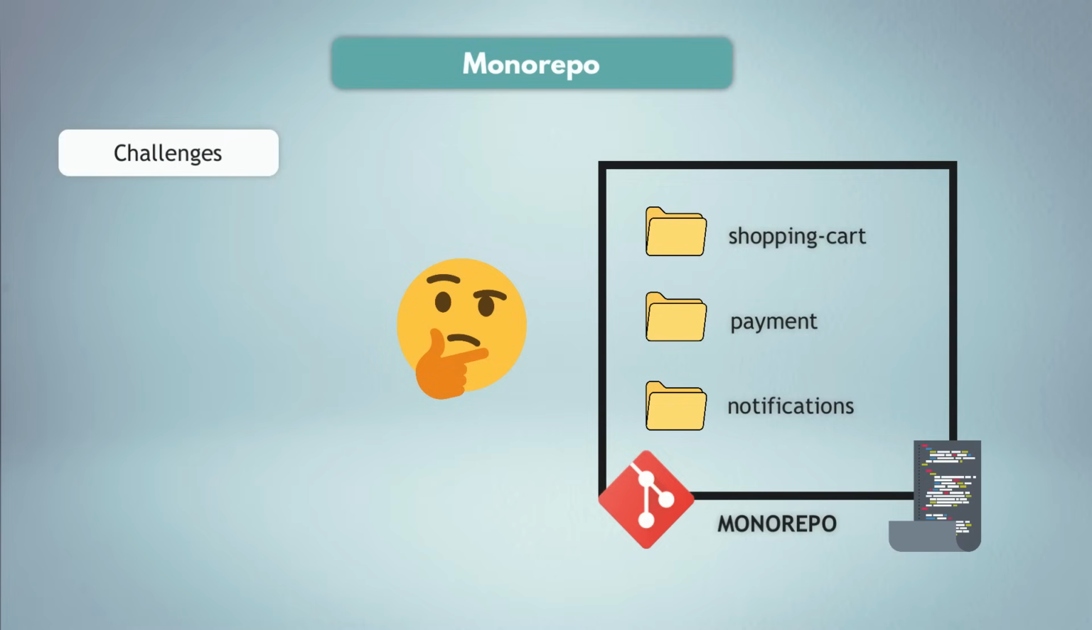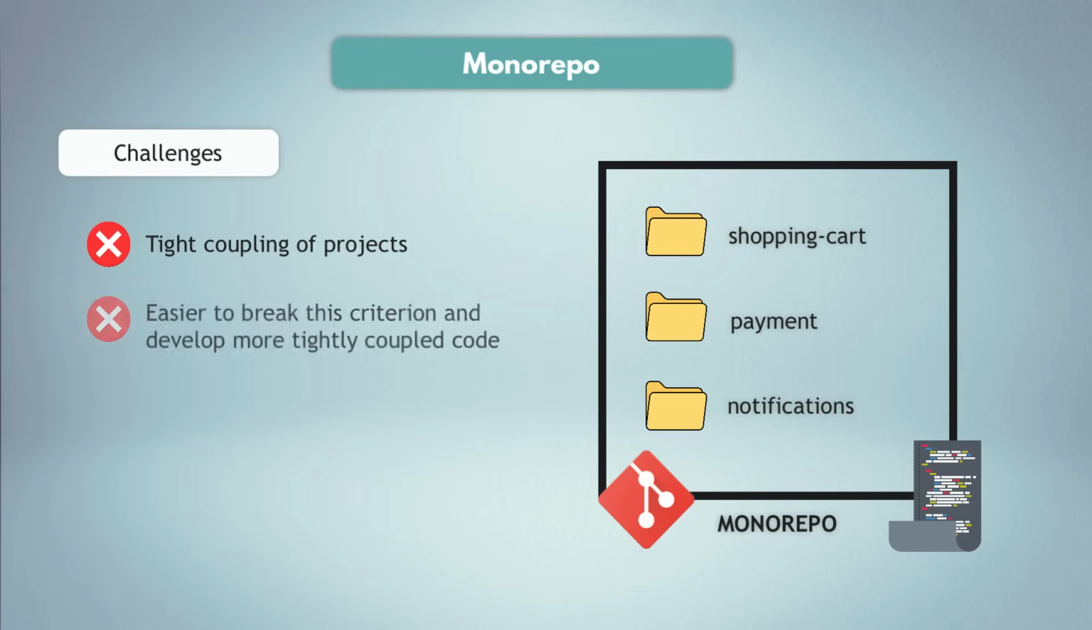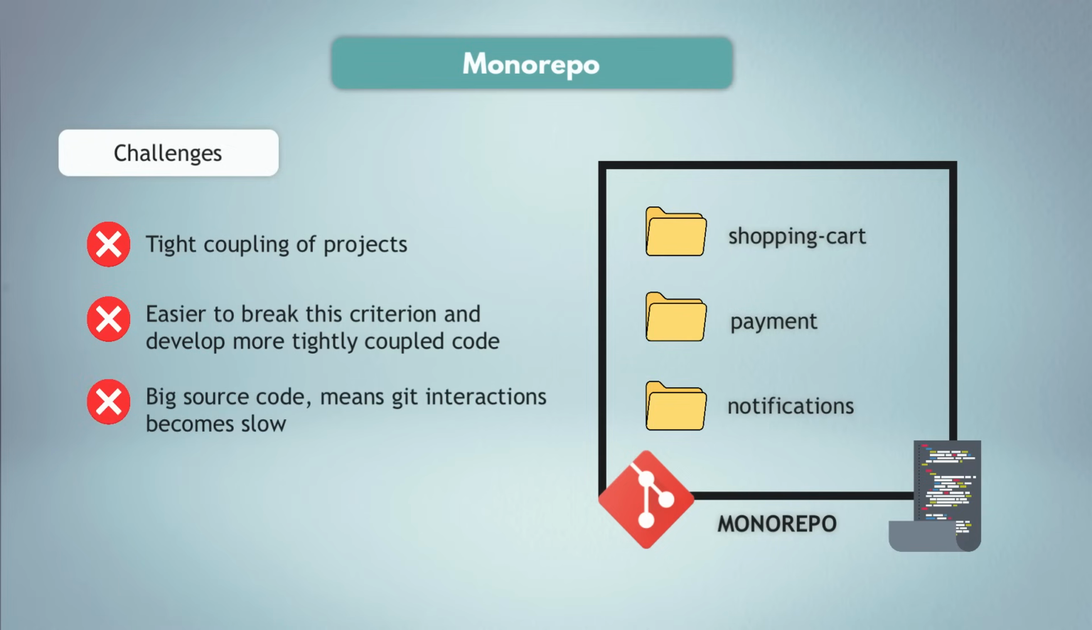So no tight coupling between the services inside the code. And it becomes easy to break this criterion when you have a monorepo. So you have junior developers with less experience in the monorepo setup. It's easier to make such mistakes and develop tightly coupled logic or code in your services. Another downside of monorepo is when the application becomes really big, cloning, fetching, and pushing becomes slow because your project is huge.